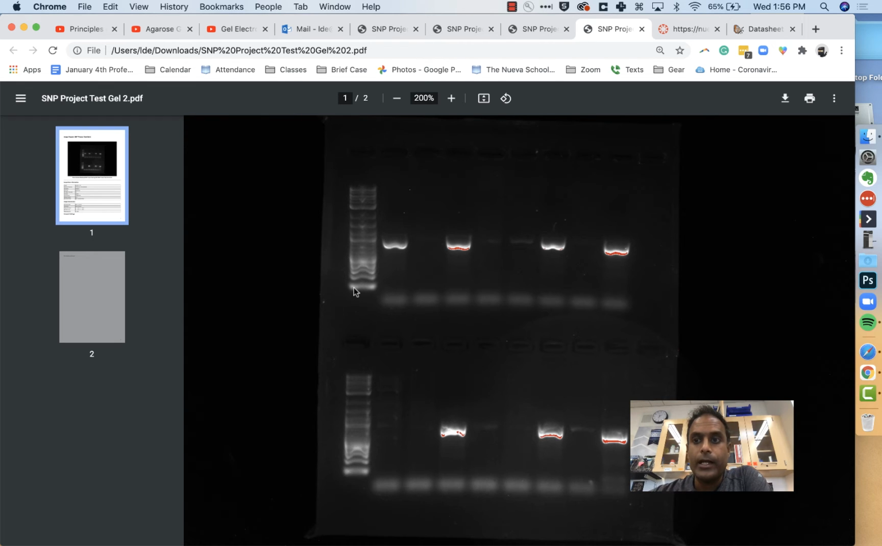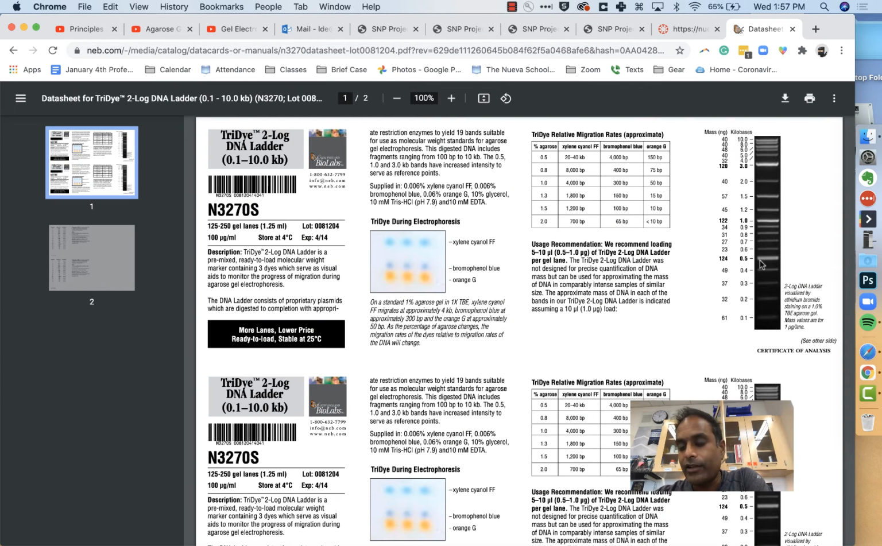So here I have a bright band, and a bright band. So this bright band is going to be 500 base pairs, this bright band is going to be 1,000, and then this one up here is going to be around 3,000. And I know that because I look here, 500, 1,000, 3,000.